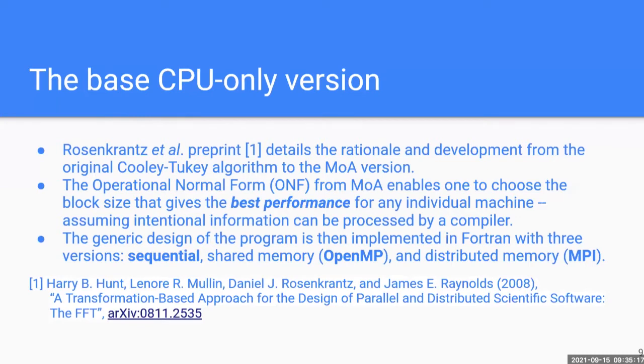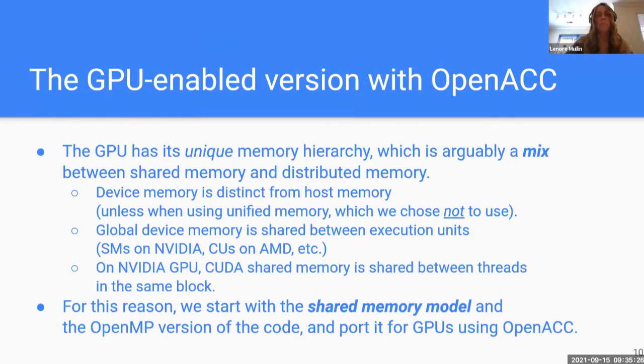Okay, well, take it. So I'm William Phan. I'm currently a scientific computing software engineer at Berkeley Lab. This is the result of collaboration I've been doing with Lenore for the past couple months. What we've been doing is taking the base CPU-only version from the Rosenkrantz et al. paper, which has 3 different versions of the Fortran code: the sequential version, the OpenMP version for multi-threaded processors on the CPU, and the distributed version with MPI for multiple nodes.